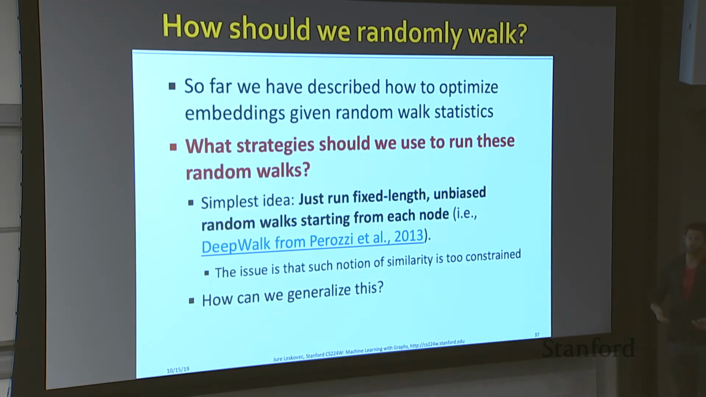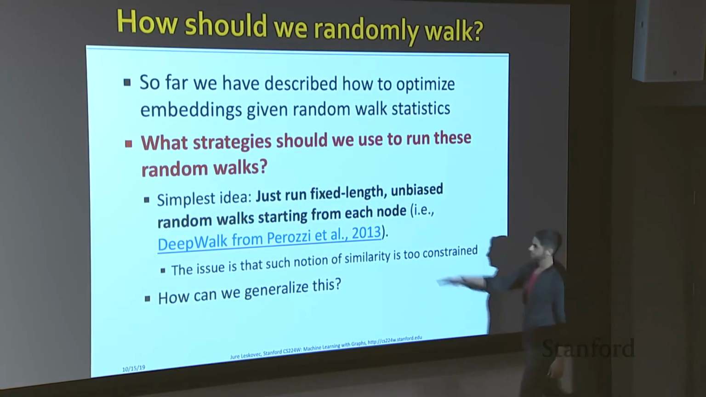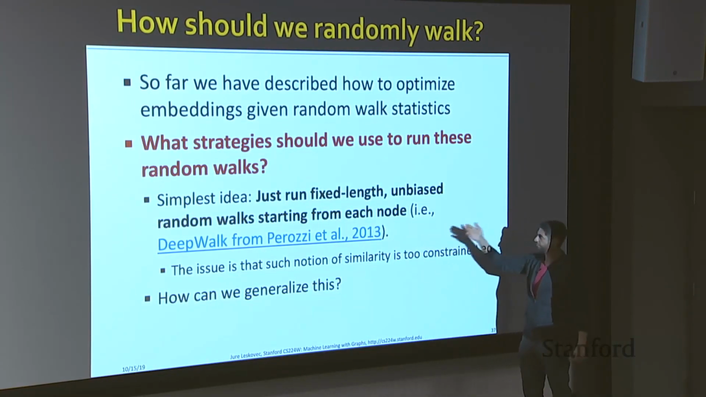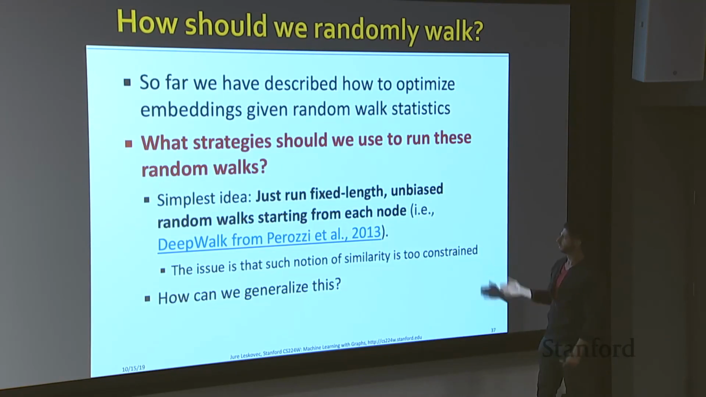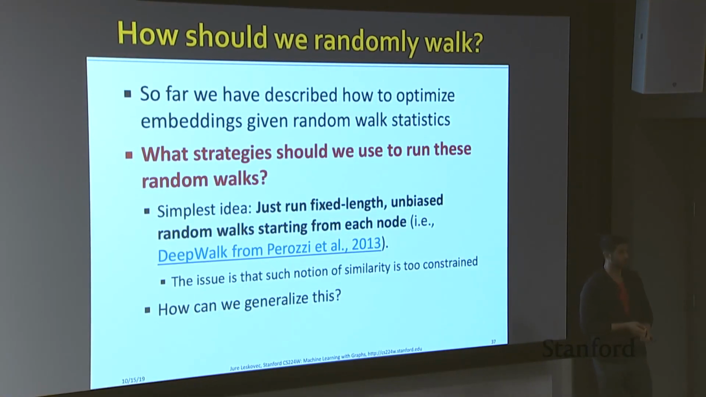So how shall we perform these random walks? What we have seen up to now is DeepWalk. It's the simplest possible idea, where we just run fixed length unbiased random walks starting from each node. The issue is that here the notion of similarity is very much constrained, because these random walks pretty much all behave the same. There is this fixed length factor which doesn't allow you to go and explore other sides of the graph.